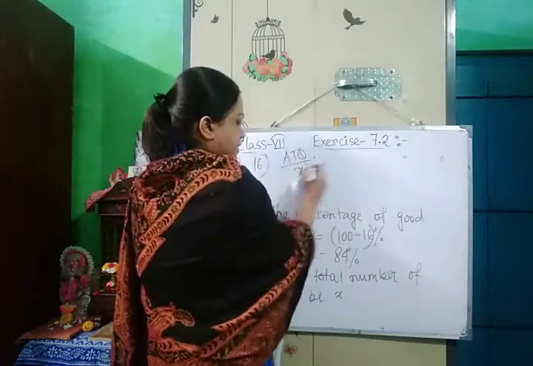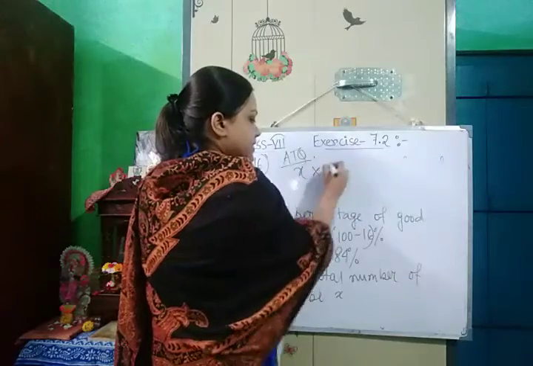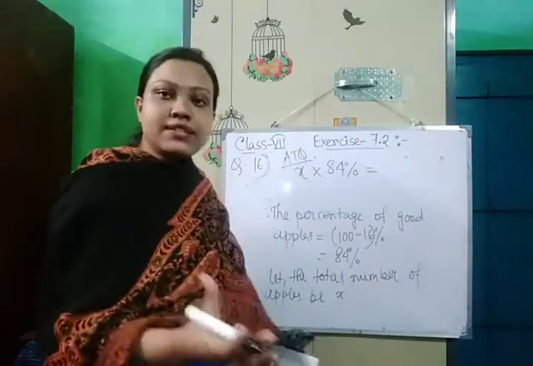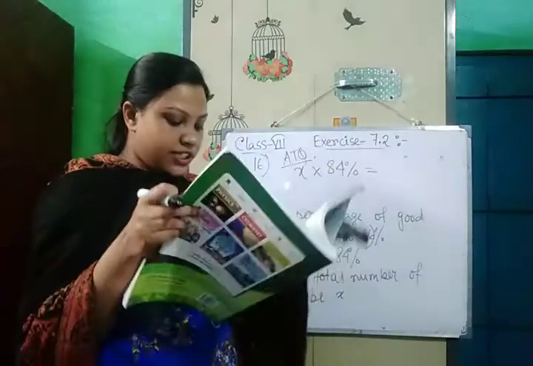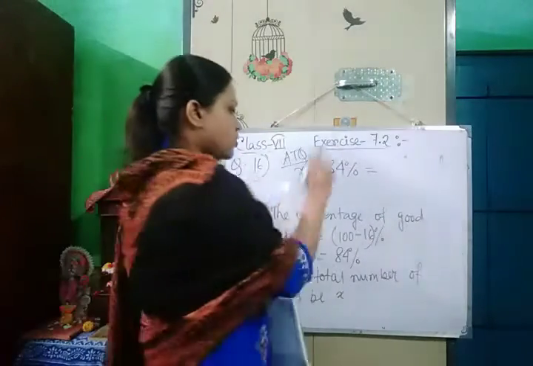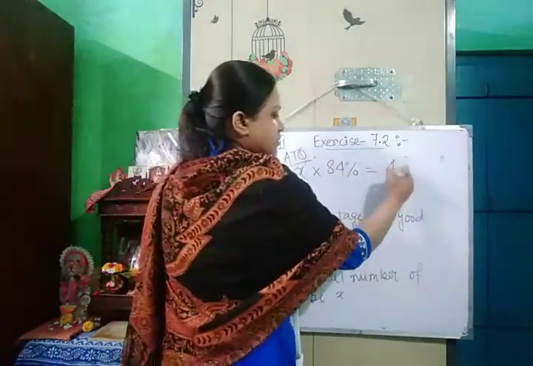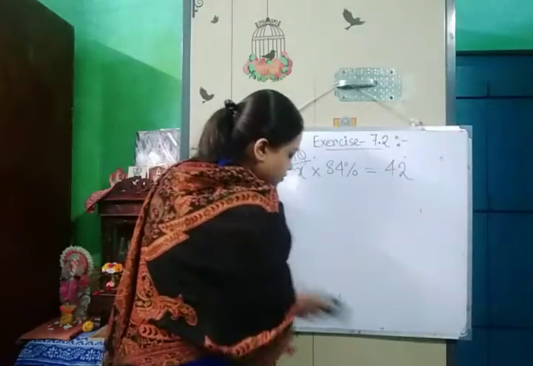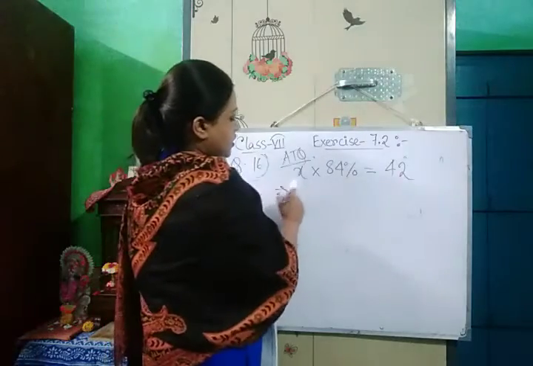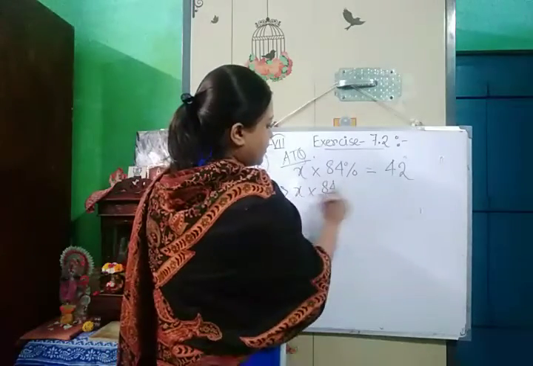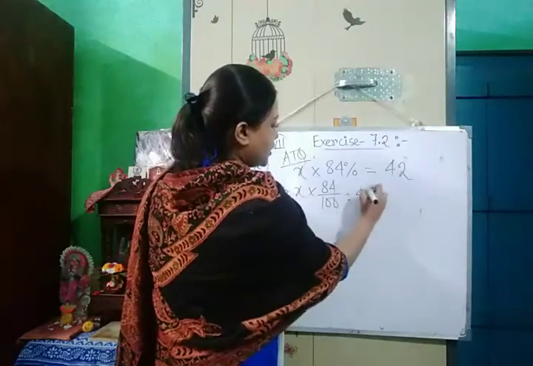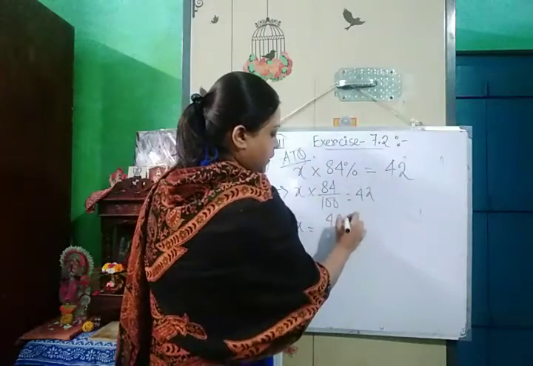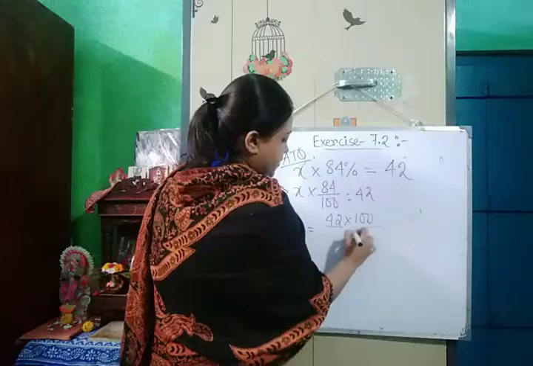84% of x means x into 84%. That number is the number of good apples, which is given in the question: 42 apples are good. So 84% of x is 42. Now from this equation we are going to find out the value of x. So x into 84 by 100 equals 42. Therefore x equals, by cross multiplication, 42 into 100 by 84.